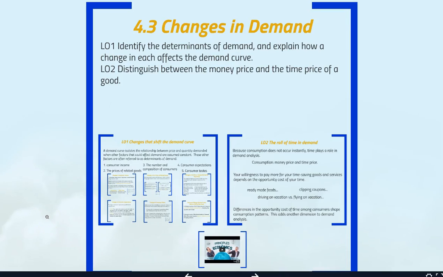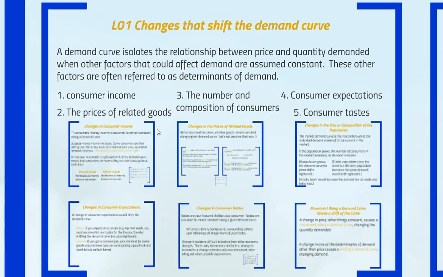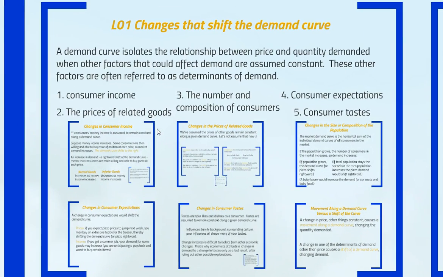Okay, today we're going to start section 4.3, changes in demand. We're just going to do learning objective 1, which is identify the determinants of demand and explain how a change affects the demand curve. Tomorrow we'll do learning objective 2, which is distinguish between the money price and the time price of a good. So first of all, learning objective 1, changes that shift the demand curve.